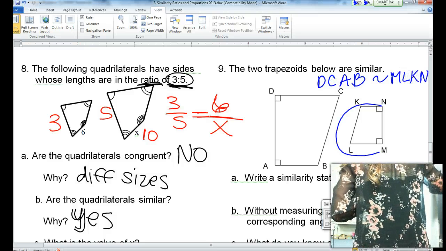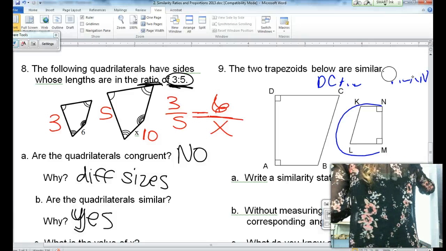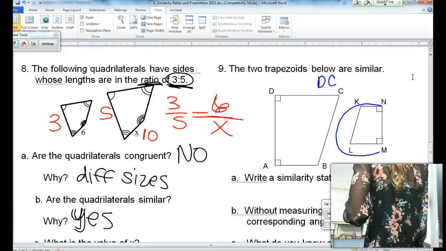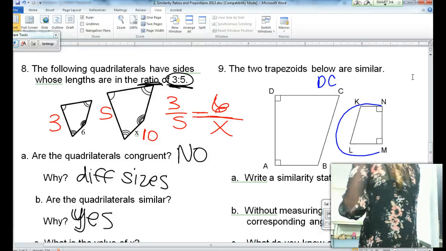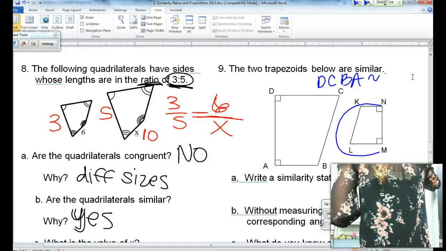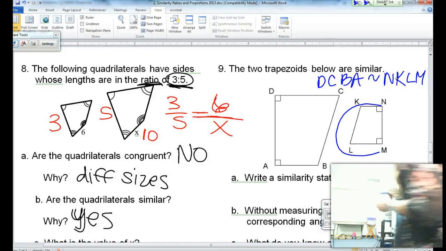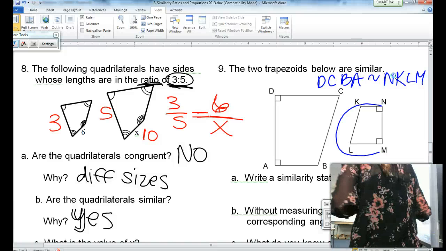How would DC? Oh, I assumed he had written them in order. I'm sorry, I assumed bad. Okay, Dimitri. DC, let's go around. DC. There we go. DCBA is similar to NKLM. That is called a similarity statement. It's listing them in the correct order.